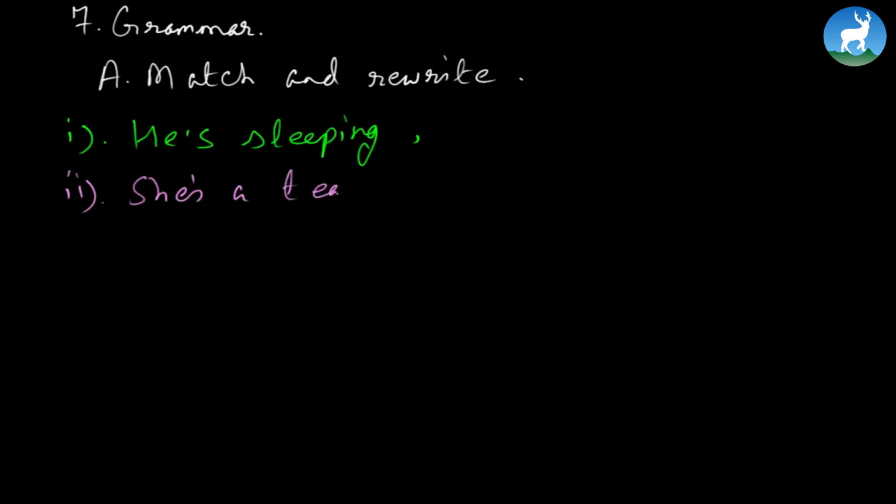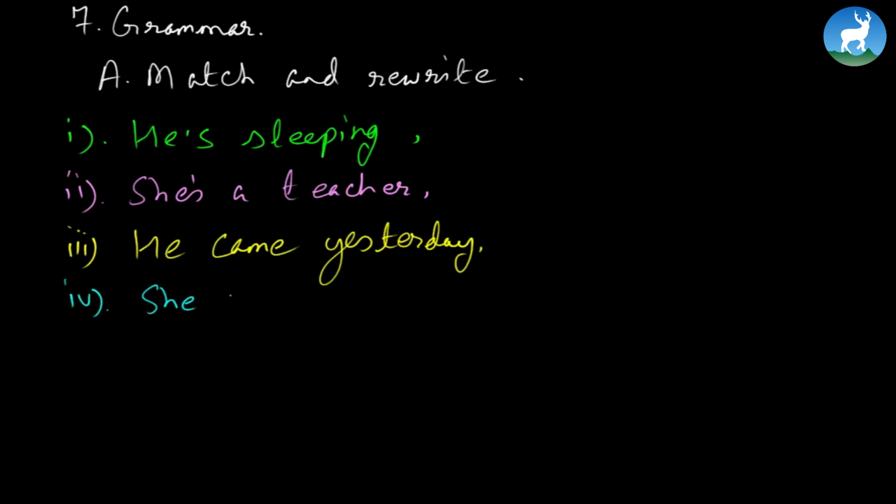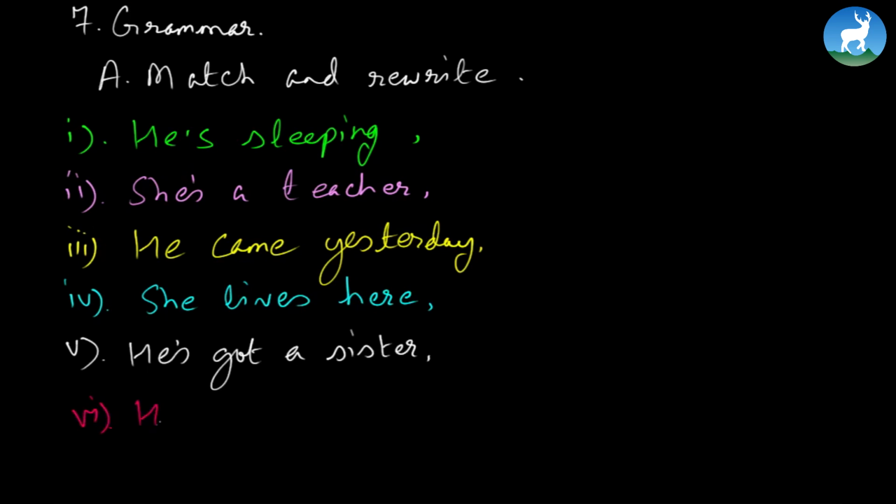Now, she's a teacher. There's a comma. There's always a comma. And don't forget to put a question mark at last, okay? It's a question tag. He came yesterday. And take care of the tenses here. He came. Simple past, see? He came yesterday. Number 4, she lives here. Okay, number 5, he's got a sister. Number 6, he'll come.